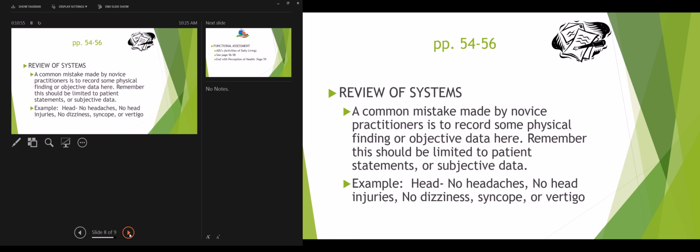Have you had any dryness or moisture problems with your skin, itching, excessive bruising? Have you noticed any rashes or lesions? Then look at the hair, for example. Have you had any recent loss on page 54? Change in texture, nails. Have you noticed any difference in the shape, color, or brittleness of your nails?